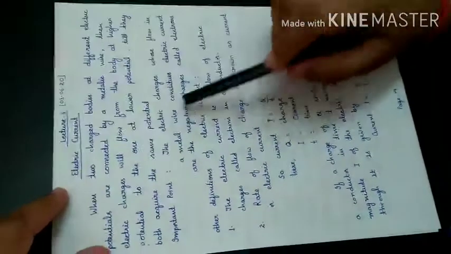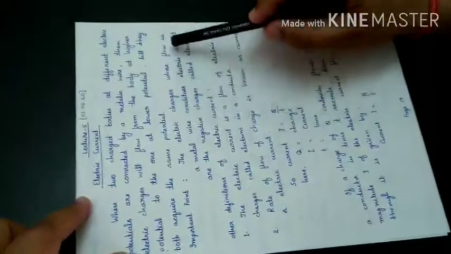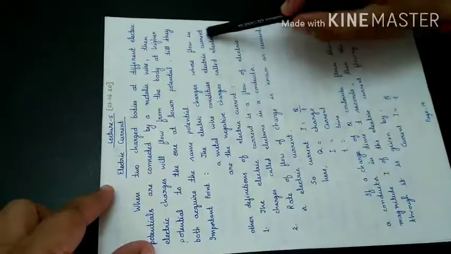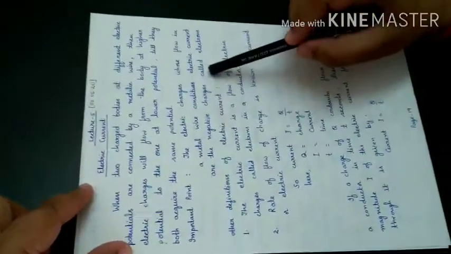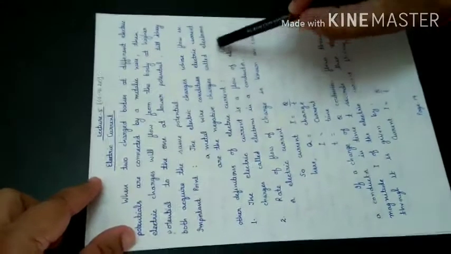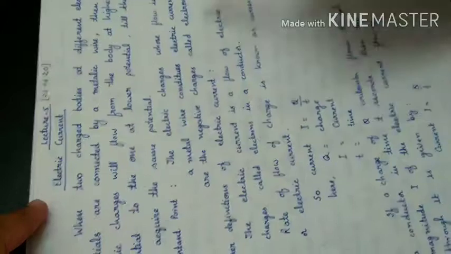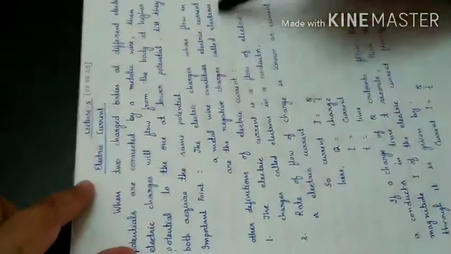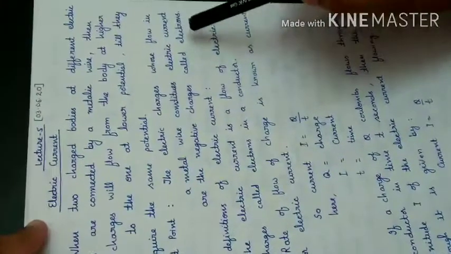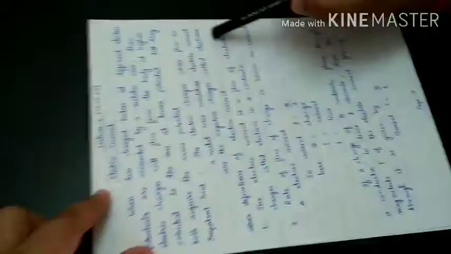Important point, the electric charges whose flow in a metallic wire constitutes electric current are the negatively charged particles called electrons. That means when the two bodies are connected with a metallic wire, the charge flows from one body to the other body in the form of electrons. This is the important point, that the current flows in terms of negative charges, that is electrons.